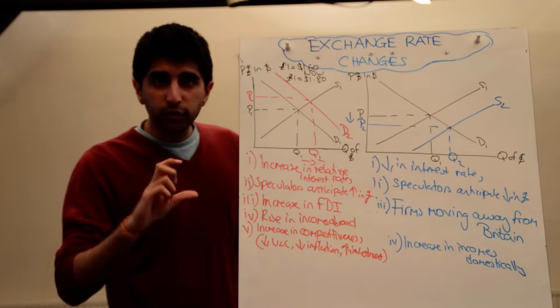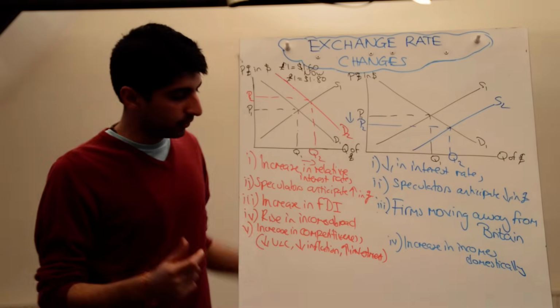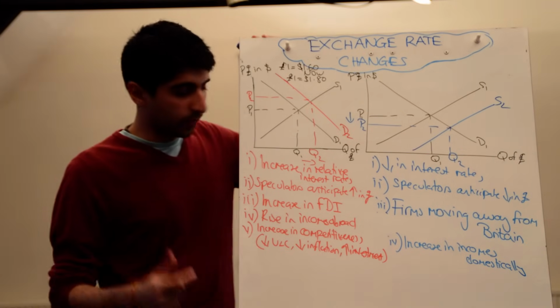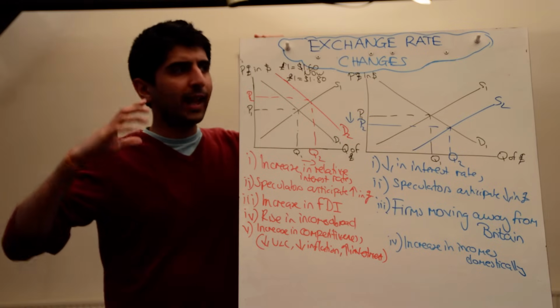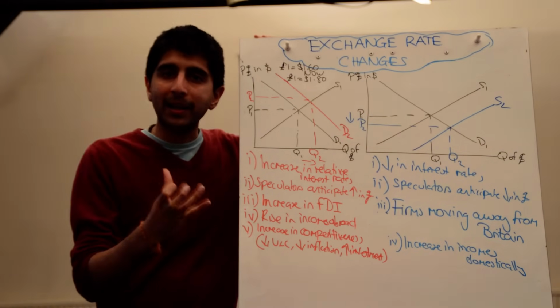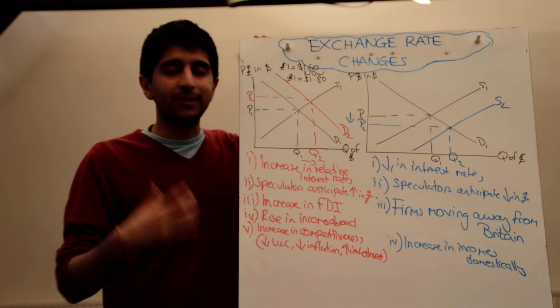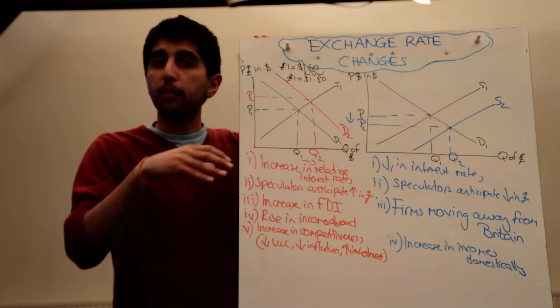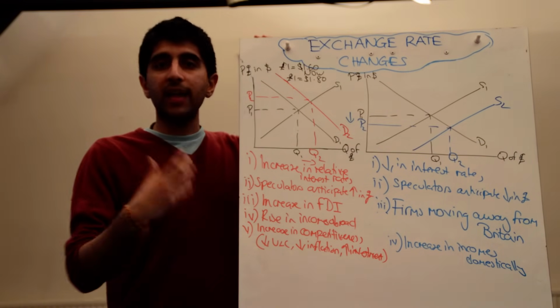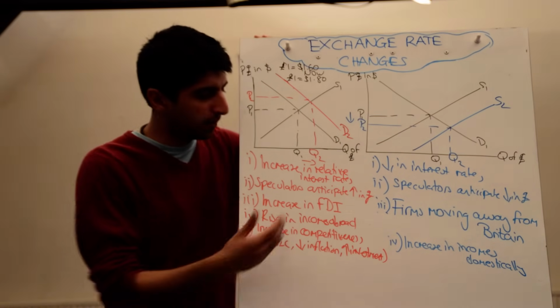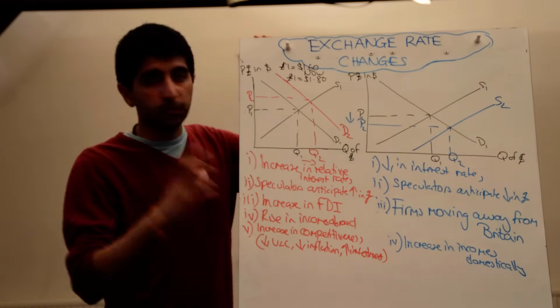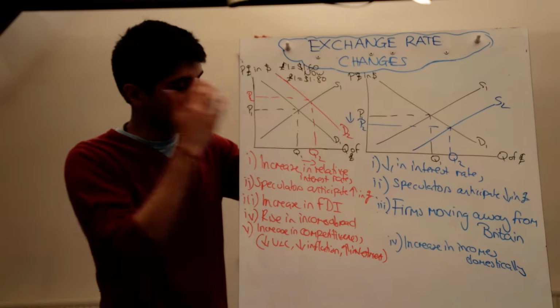The next 2 are all to do with the price of UK exports and the demand for UK exports. So number 4, if there is a rise in incomes abroad, it means foreigners might actually demand UK exports. They've got richer, it means they might want more stuff, some of that stuff might be produced in the UK, in which case they have to buy in pounds. They can't pay for UK goods in their own currency, they have to pay in pounds. So that involves them swapping their currency for pounds, increasing demand.